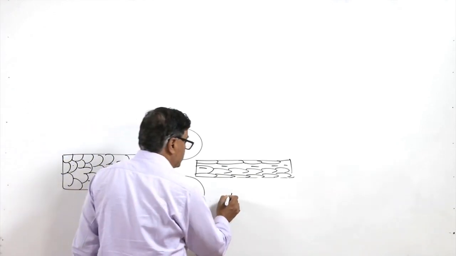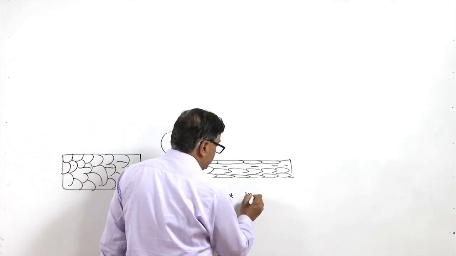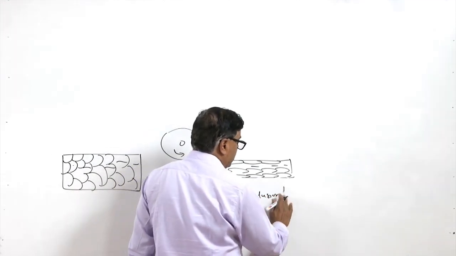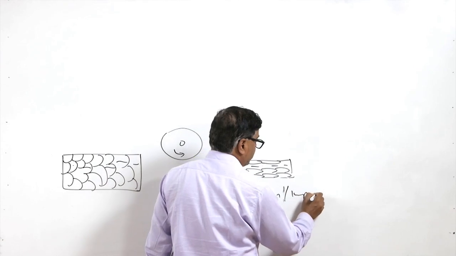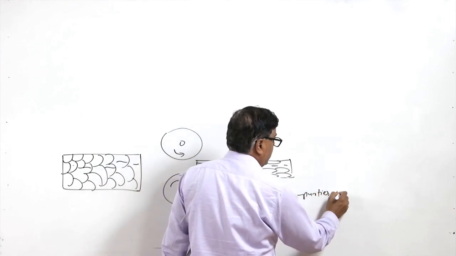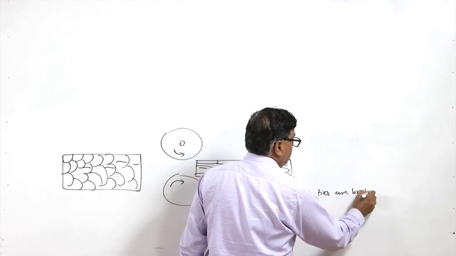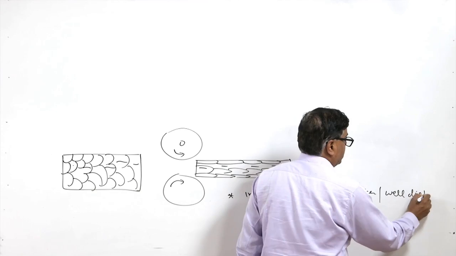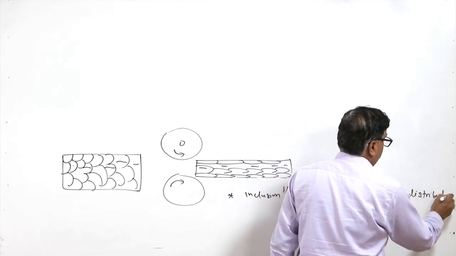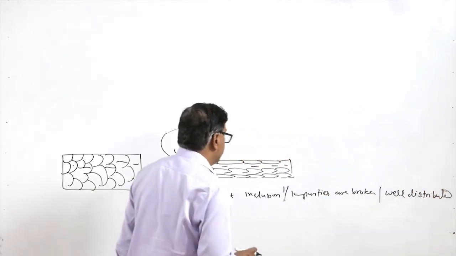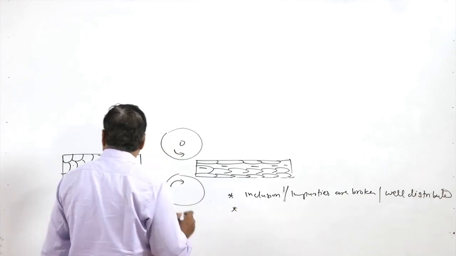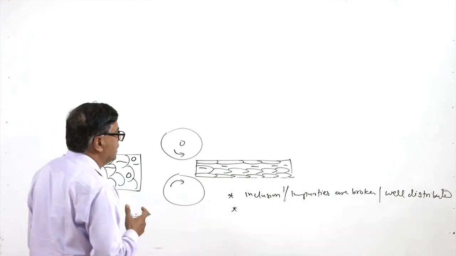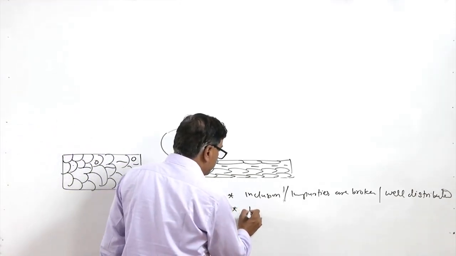So, one thing which happens is that the inclusions and impurities are broken down and they are well distributed. When it happens we find an improvement in properties. If there are porosities in the metal which has been produced by casting, then these porosities will be collapsed.